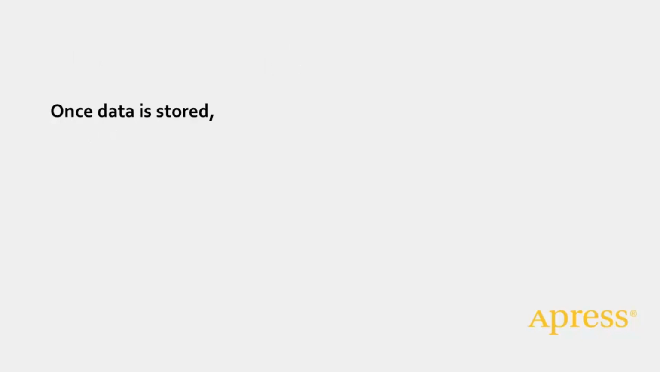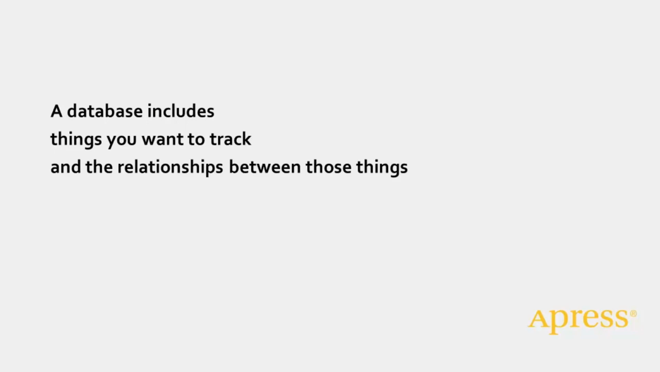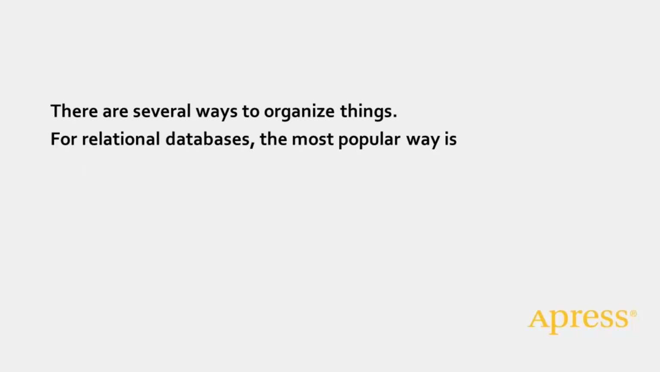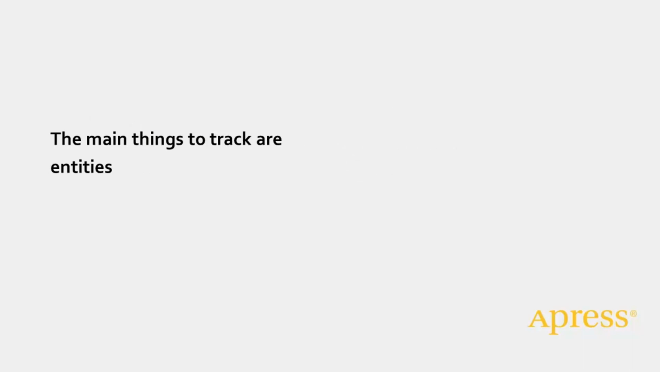Once the data is stored, you can later selectively retrieve the specific information you want by formulating a query to the database. Each database includes things that you want to track, and the relationships between those things. There are several ways that you could do this, but for relational databases, the most popular is the Entity Relationship, or ER, model. The main things that you want to track are called entities, and the relationships between the entities, appropriately enough, are called relationships.